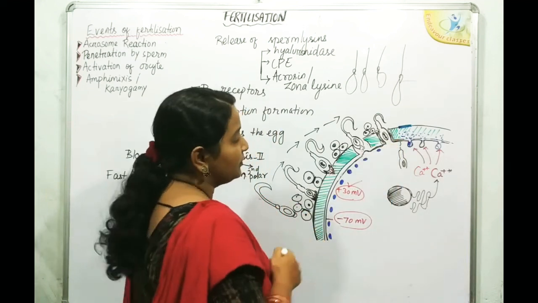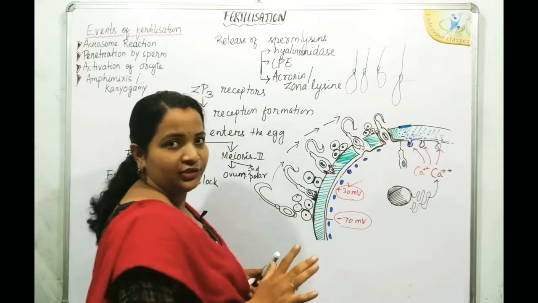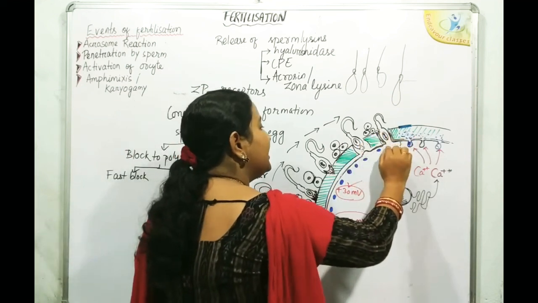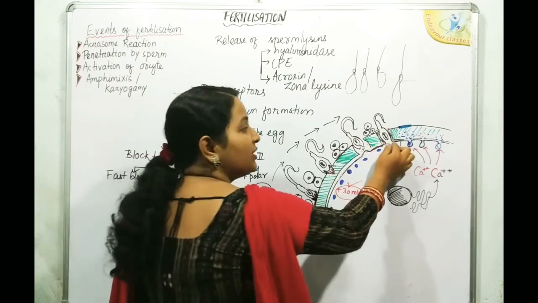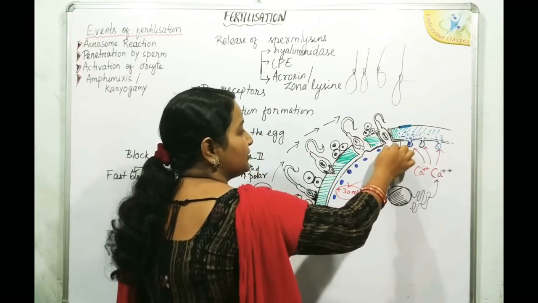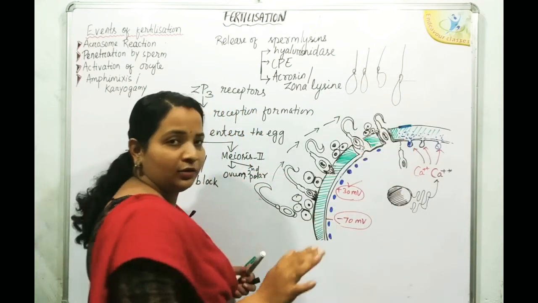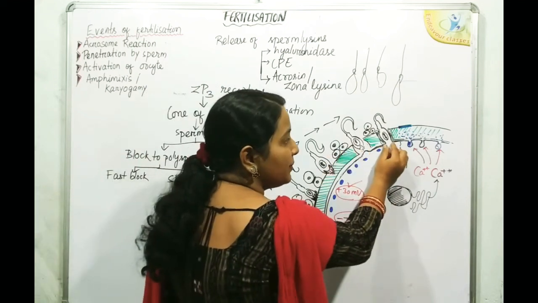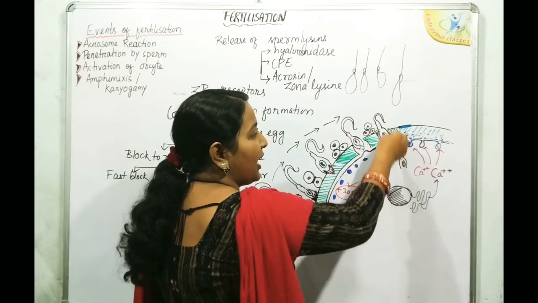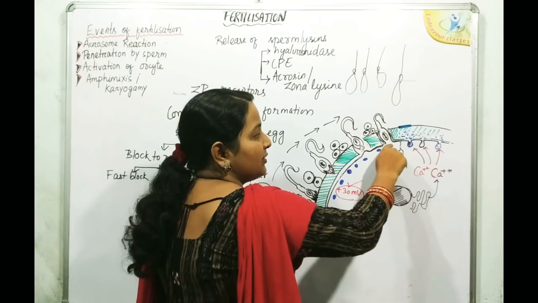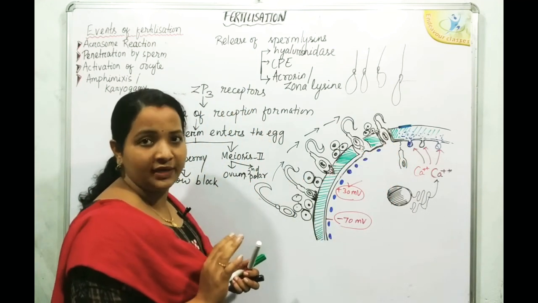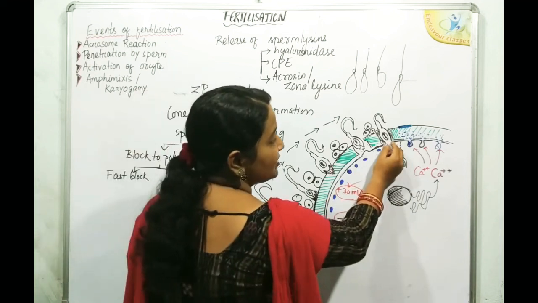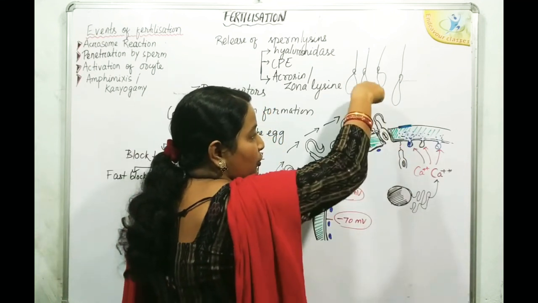So these contents, what do they do? There are certain enzymes here. They repair these entrance points, making them more rigid so that more sperms cannot enter. That hard rigid membrane which is formed at the point of entrance over the vitelline membrane is called the fertilization membrane. So there is fertilization membrane formation.